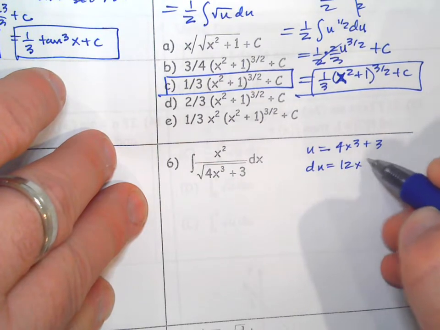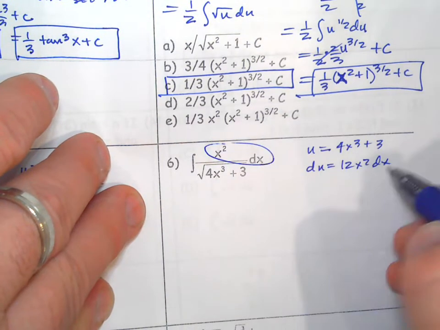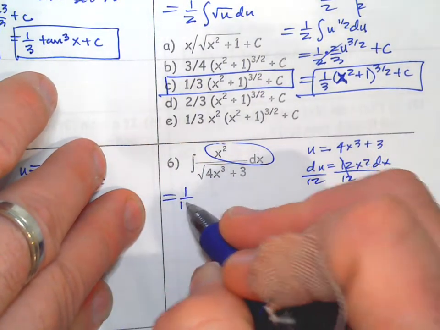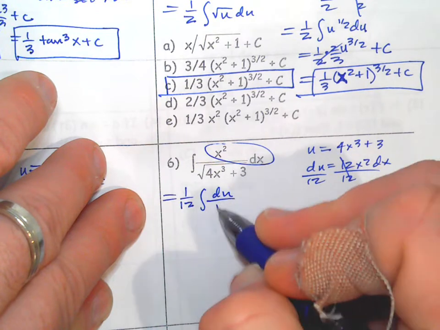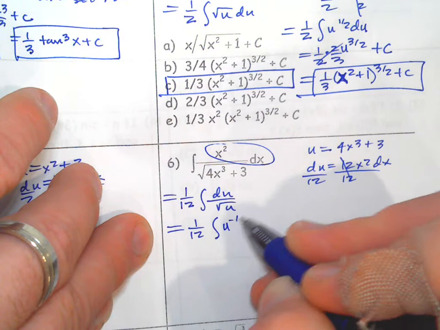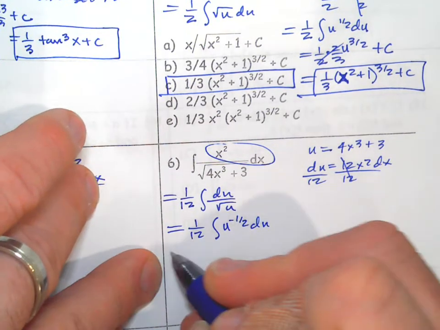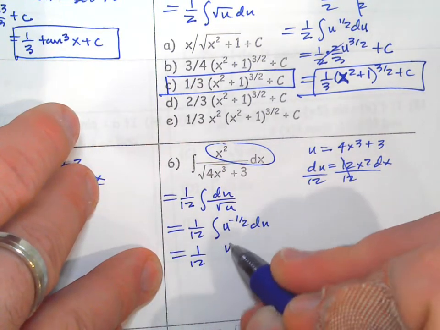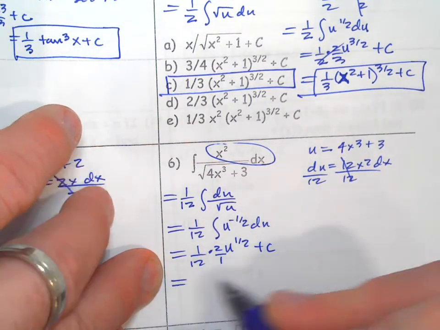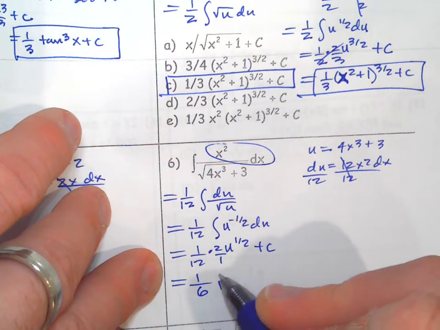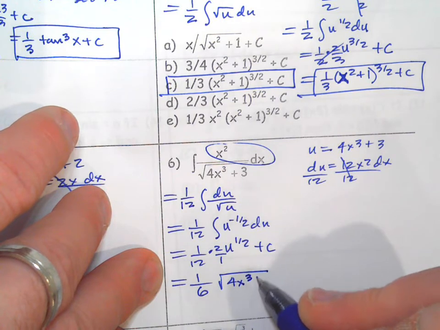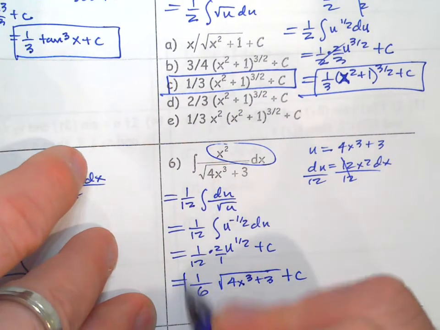It's going to be 12x squared dx. Perfect. x squared dx. I don't want the 12. Easy fix. So it's going to be 1/12 du over the square root of u. So that's going to be 1/12 integral of u to the negative 1/2 du. So that's going to be 1/12 u to the 1/2 divided by the new exponent multiplied by the reciprocal plus c. Final answer, I want to rewrite back in terms of the original variables. 1/6 square root of 4x cubed plus 3 plus c.